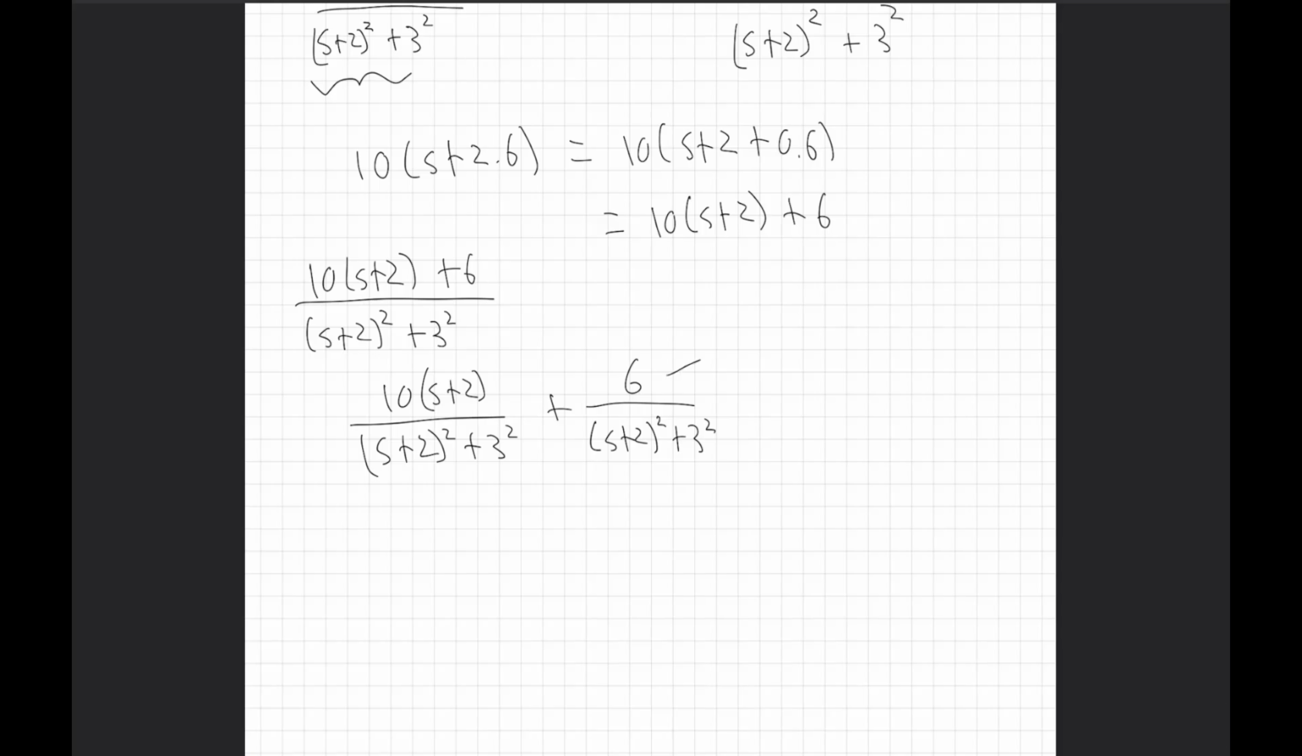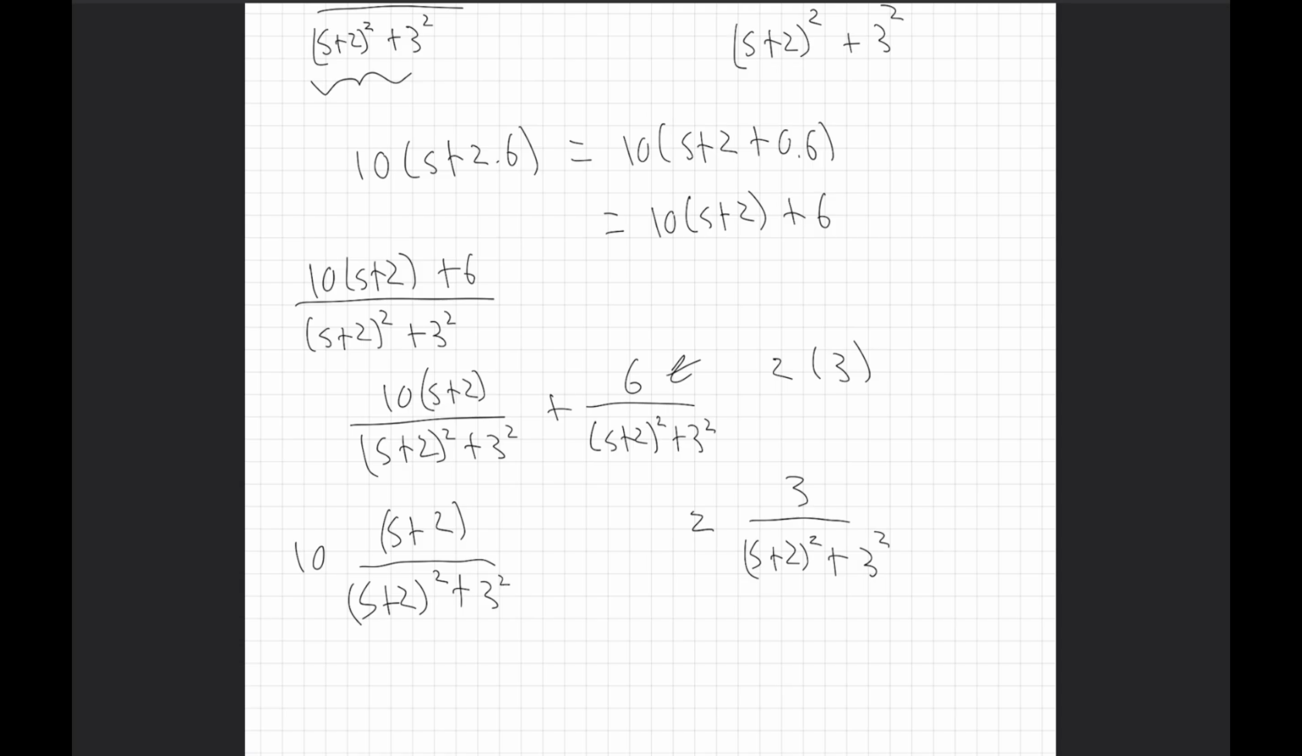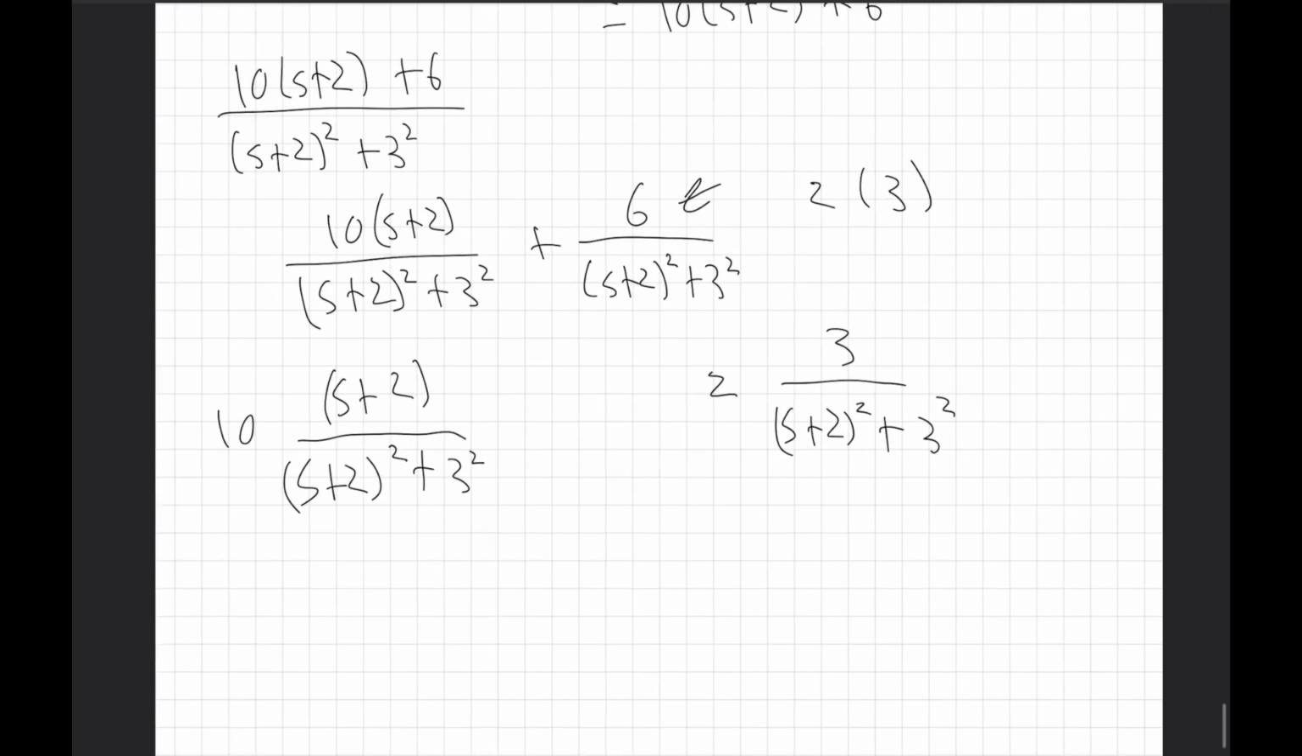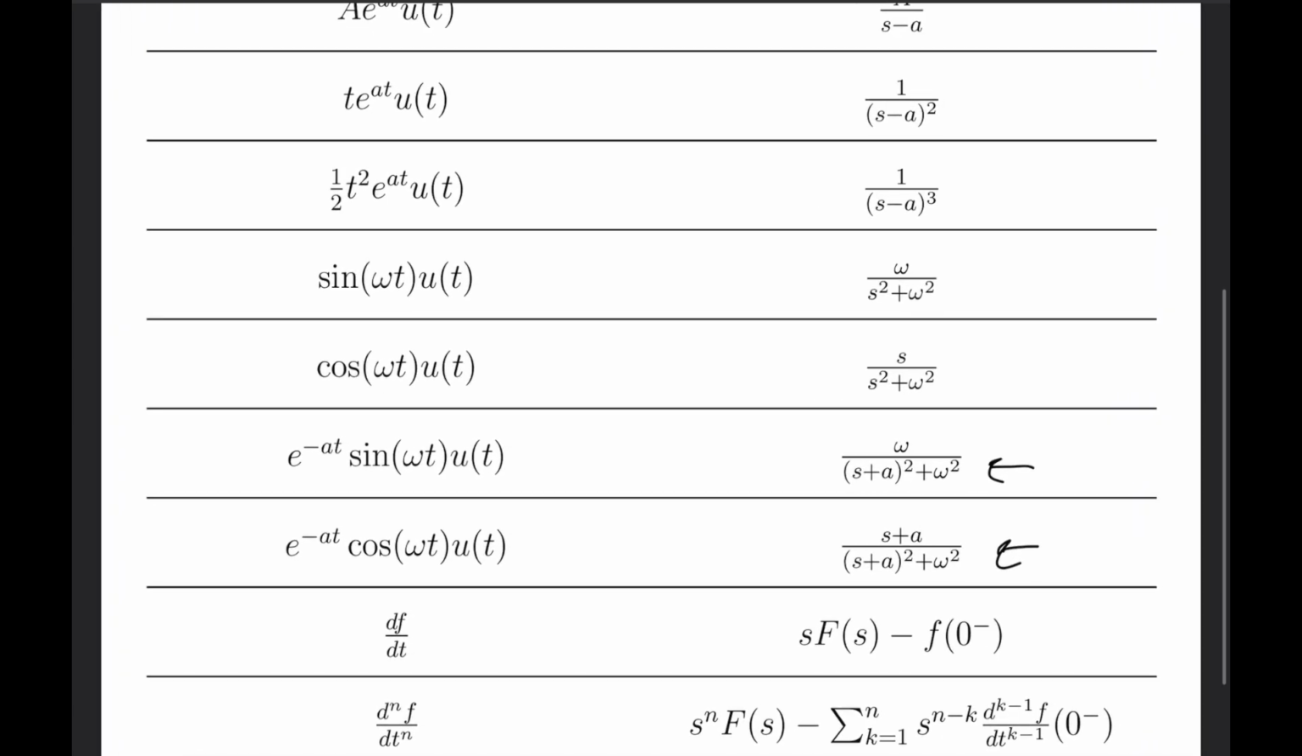If we take out a 2 on this, we get 2 times 3 over s plus 2 squared plus 3 squared. And then over here, if we take out the 10 out front, we get 10 times s plus 2 over s plus 2 quantity squared plus 3 squared. And now we can easily identify what the Laplace inverse is based on this table. Here we have a is equal to 2, omega equals 3.